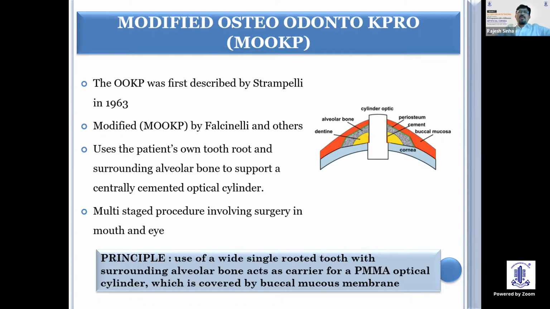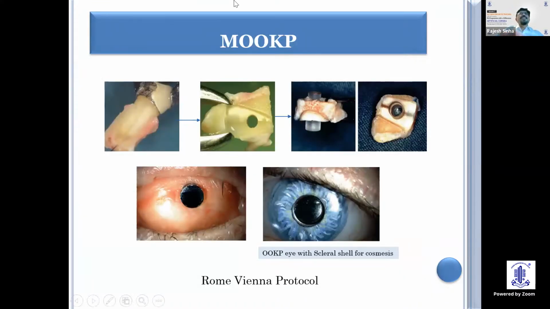And then what happens in this is, as the name suggests, osteo-odonto. So we use the patient's own tooth root and surrounding alveolar bone to support a centrally cemented optical cylinder. And it is a multi-stage procedure. So in this, we use a wide single-rooted tooth. And most often it is the canine tooth which is used because that is a wide single-rooted tooth. Others are multi-rooted teeth, or the root is not wide, but the canine has the widest root. And it is needed because you want to drill a 3 mm hole in that. So as I said, this is the canine tooth which is taken. You drill a central 3 mm hole, put a cylinder in it, and then you go ahead.